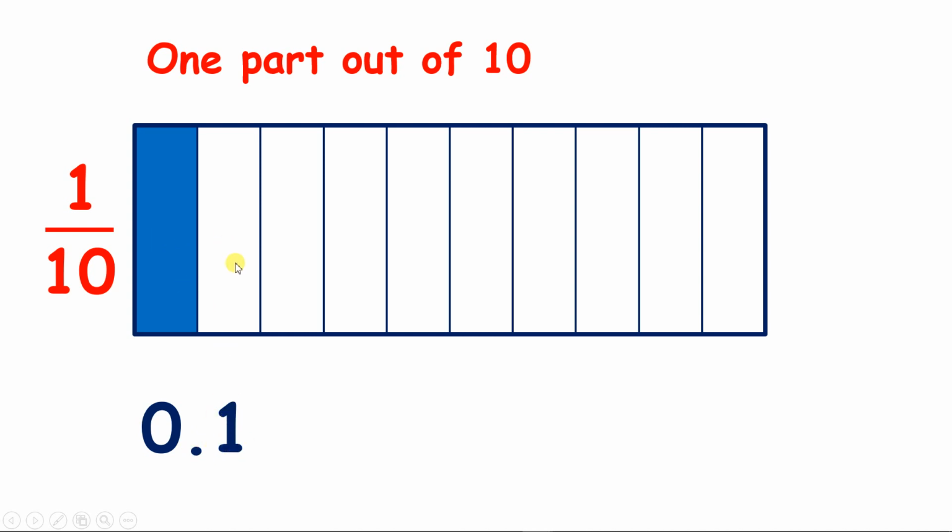If you had 2/10, you would have 0.2. If you had 3/10, you'd have 0.3, and so on.